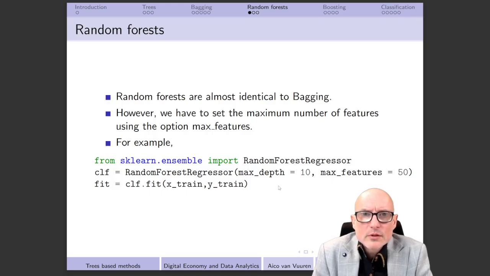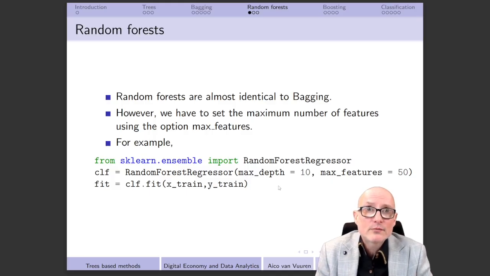Well, random forests are almost identical to bagging. The only thing that we actually have to do is set the maximum number of features using the option max features. Remember from the lecture series that with random forest, we use a subset of the total number of features in our analysis, and we do that completely randomly among the different bootstrap samples that we have.